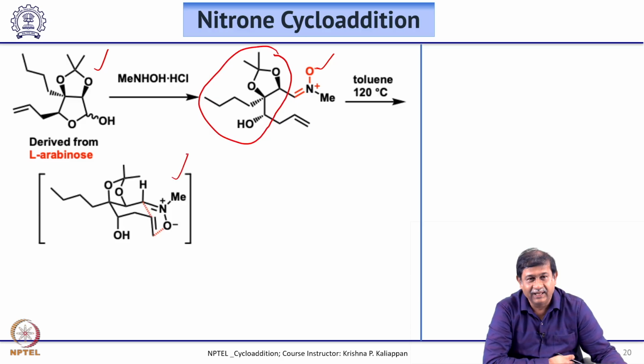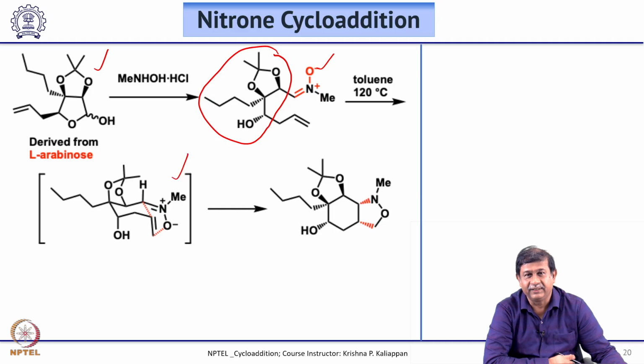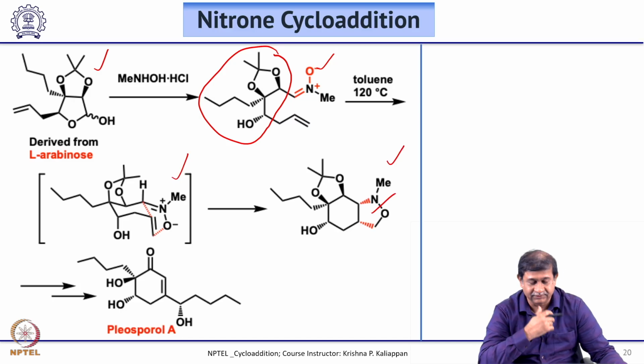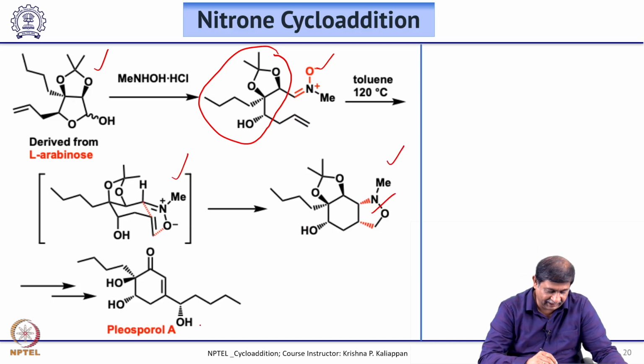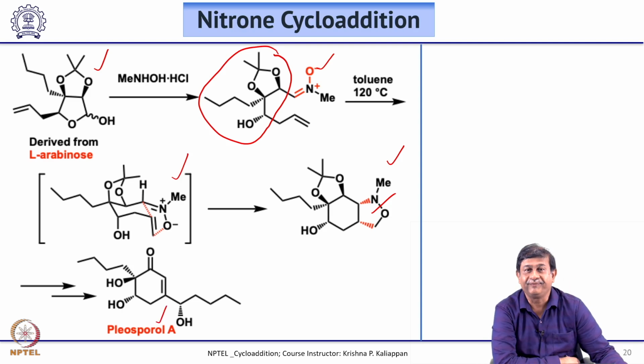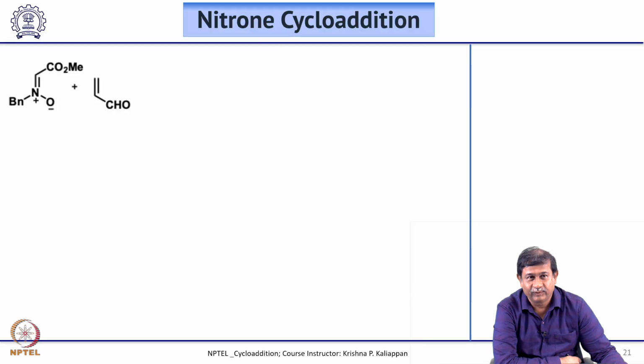transition state, and when this happens you will get this product. Now one can cleave the NO bond and, with further functional group transformation, this intermediate has been converted into the natural product called pleosporal A. Now look at this example.